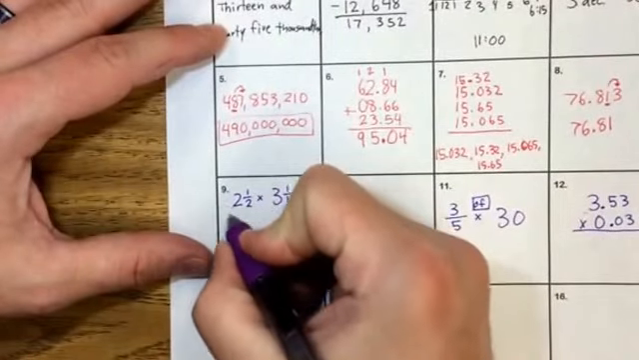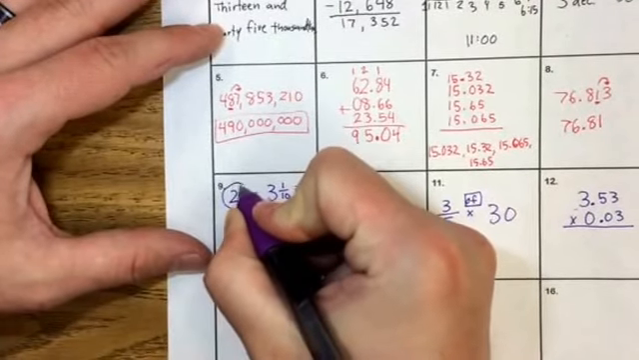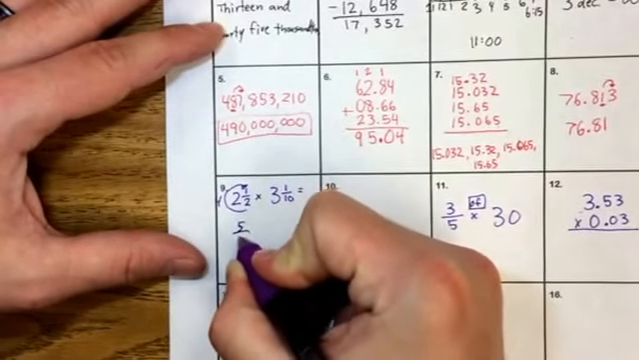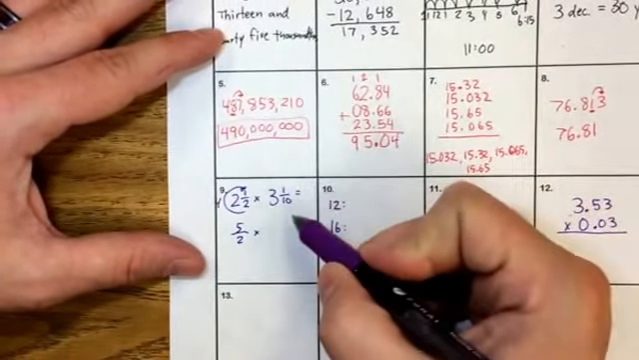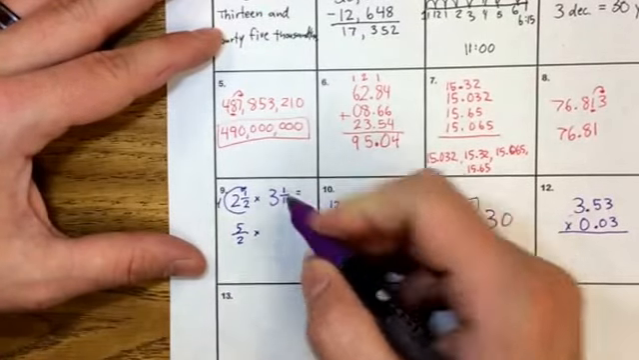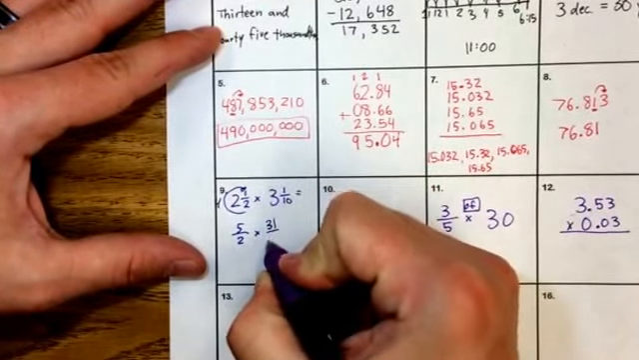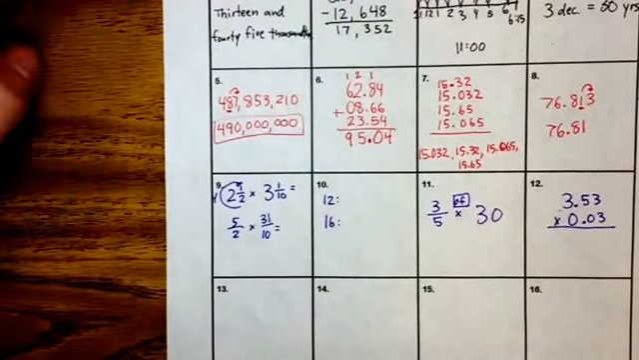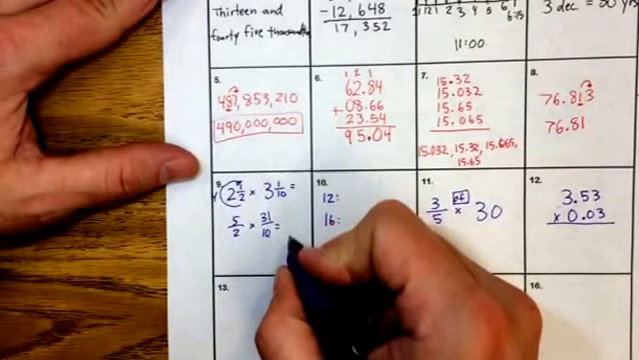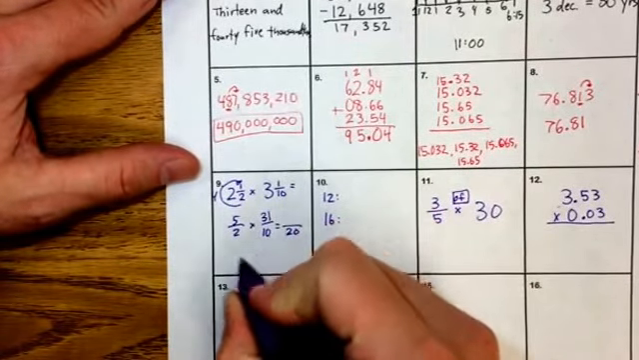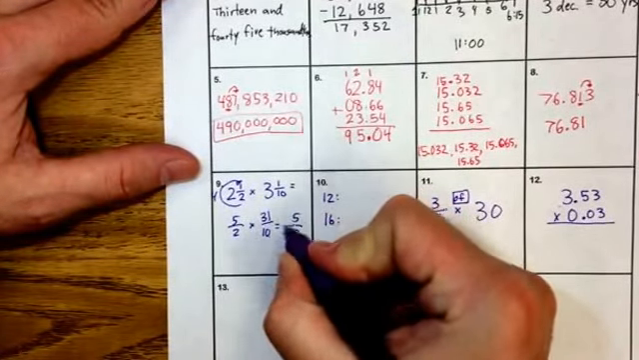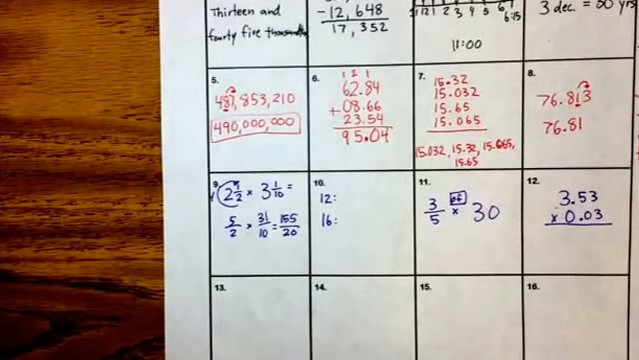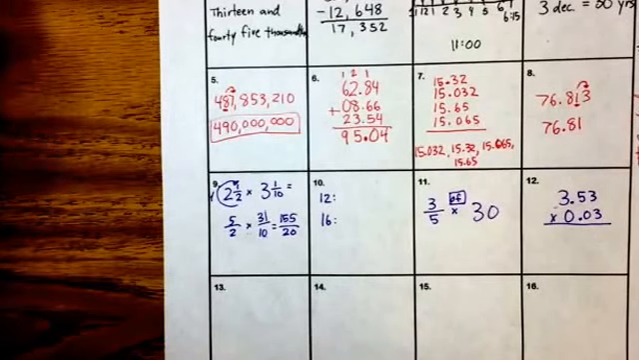2 times 2 is 4. Do the old loop-de-loo here. 2 times 2 is 4. 4 plus 1 is 5, so I get 5 halves. 10 times 3 is 30, plus 1 is 31, so I get 31 tenths. Now I just multiply straight across, top times top, bottom times bottom. So 2 times 10 is 20. 5 times 1 is 5. 5 times 3 is 15. So I get 155/20ths. But I need to convert back into a mixed number.